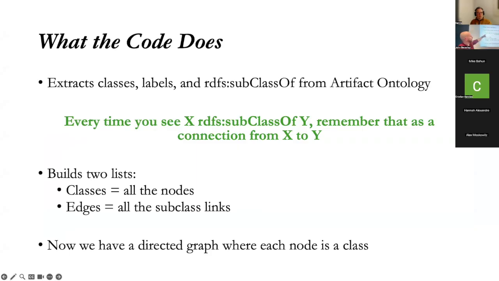And so it's basically saying every time you see some class, subclass of another, remember that as some connection. And then it builds two lists. One is a list of all the classes, and the other is all the relationships. So you get classes and edges, or nodes are connected to one another, and the nodes are classes, and they're connected through this subclass of relationship.